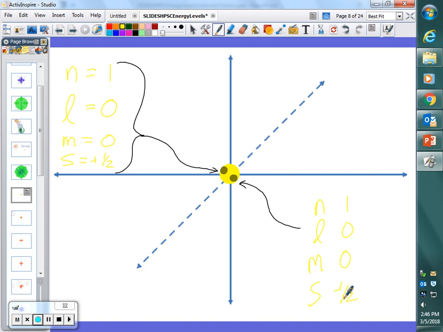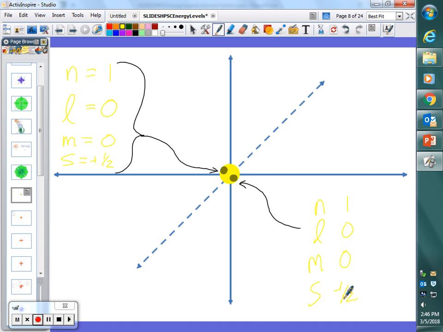Joe, go ahead. If we were to write something like that out, would we have to rewrite n equals 1, l equals 0, m equals 0, and then s for either electron twice, or can we just write... Well, hold on to that. I'm going to give you something like that in just a second.